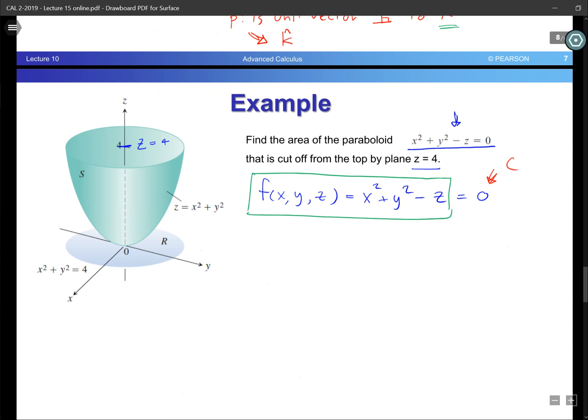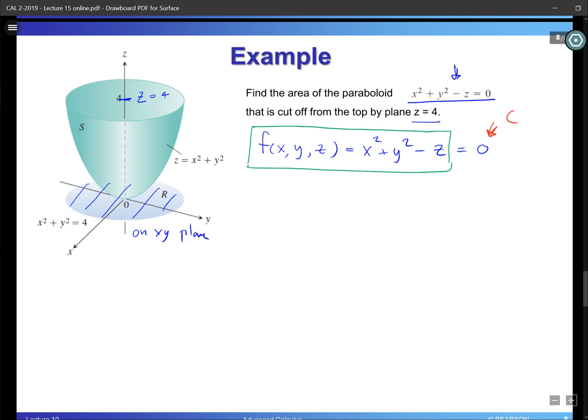Alright, now we have this shape right here. This is R. Down here, this is the shadow of this bowl. And as you can see here, this shadow is on the xy plane, which means that P that we are going to use here, vector P, is equal to vector K. Alright, now let's do the calculation.